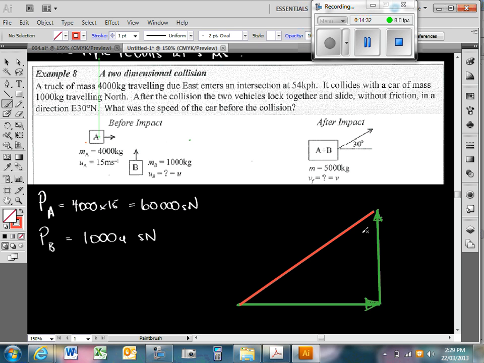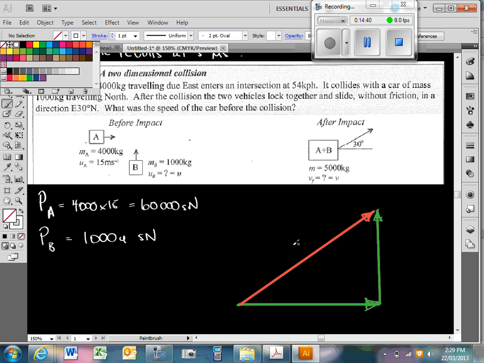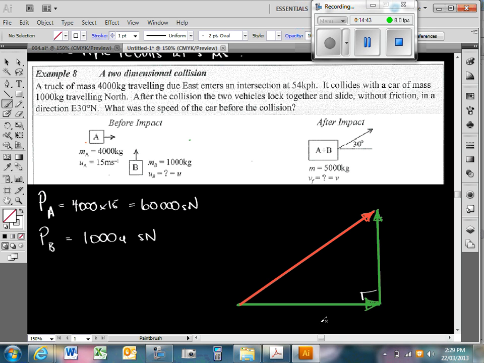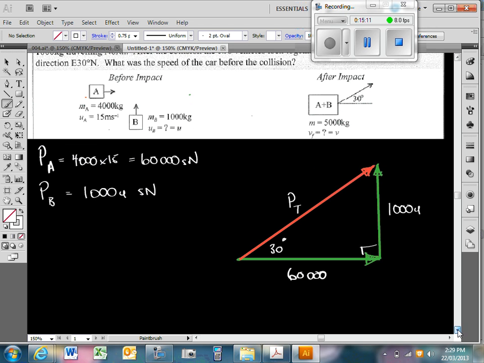Okay, with its arrow. Vector addition there. What are we looking at? It's a right angle triangle, of course. With this is 60,000, and this is 1,000 U. And we know that this is 30 degrees here, because this is the total momentum, isn't it? That's the total momentum beforehand, but it's also the total momentum afterwards. So I can say that's 30 degrees there.